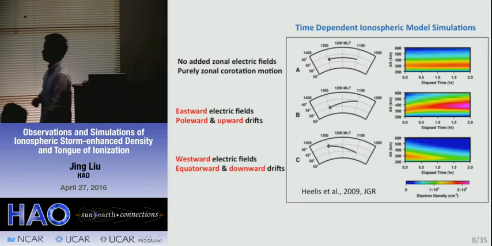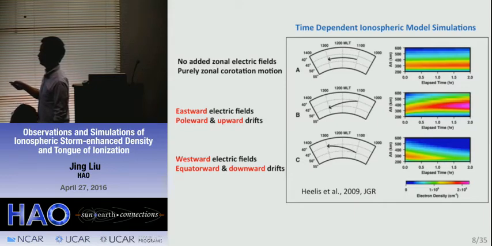Here I show an example that has been done by Rodriguez et al., 2009, published in JGR. They use the time-dependent ionosphere model simulation. The panel A is for the low-latitude zero electric fields, so the plasma just follows the plasma's velocity. They have the plasma just experience pure zonal motion. The electron density and the peak height almost do not change. However, the eastward electric field drives a poleward and also upward drifts. We can see the electron density here.